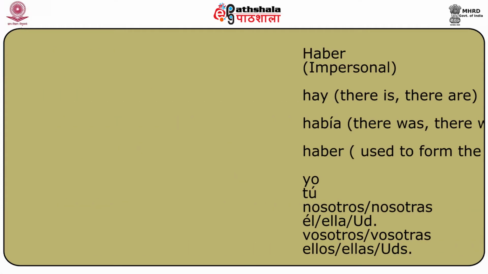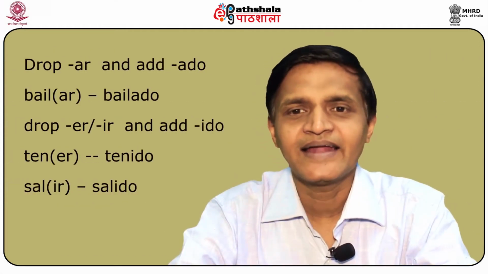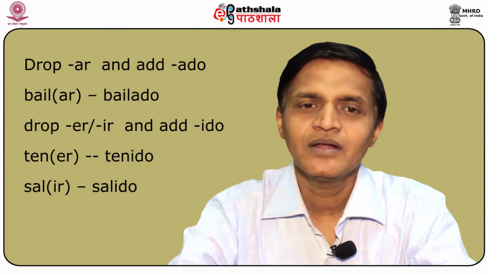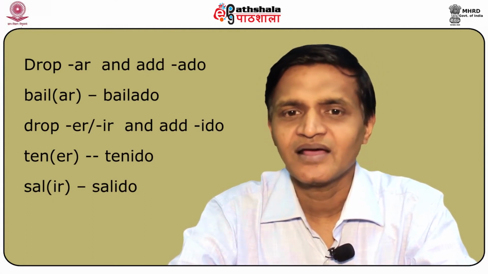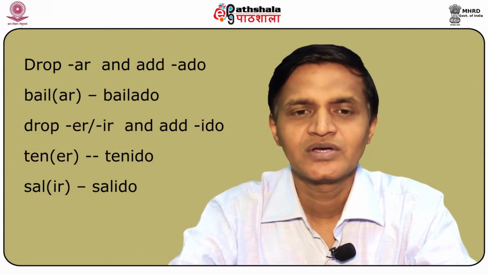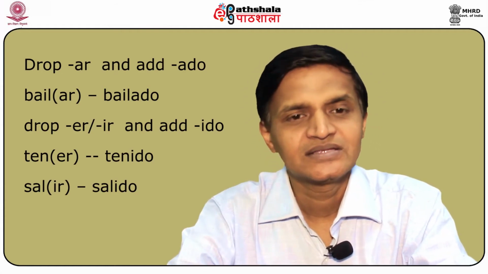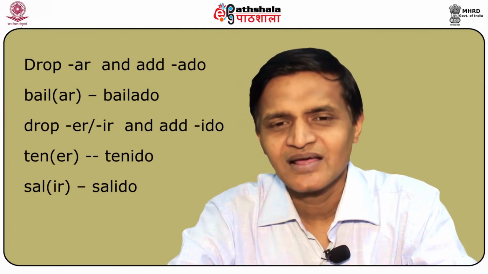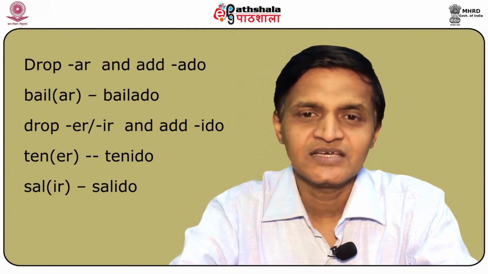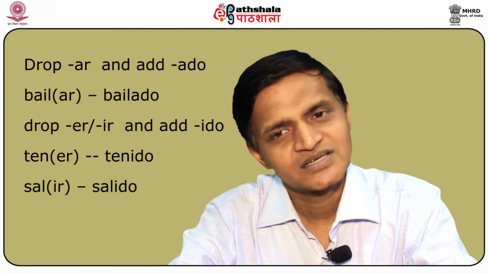So it is very simple. We drop the -ar ending and add -ado. For example, bailar, we remove the -ar and put bailado. We drop the -er and -ir endings and add -ido. Tener, we drop the -er and put -ido, tenido. Salir, we drop the -ir and make it salido.